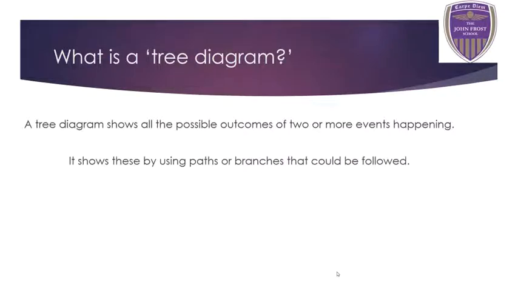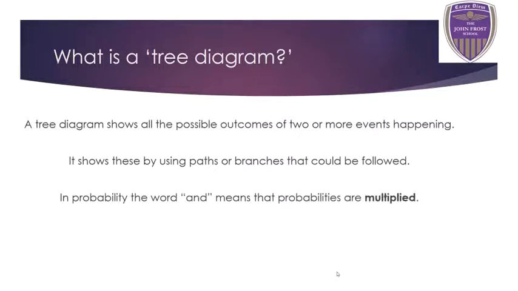It shows these by using paths or branches that could be followed. Okay, so we usually call them branches, which is why we call it a tree diagram, because obviously trees have got branches. All right, there are two things that we need to understand, and this will be a lot more clear as we go through the examples and as we progress through the next few lessons on probability tree diagrams and how to draw them and how to use them.